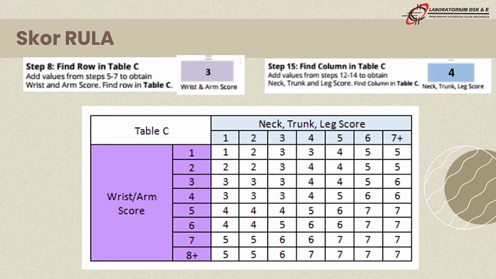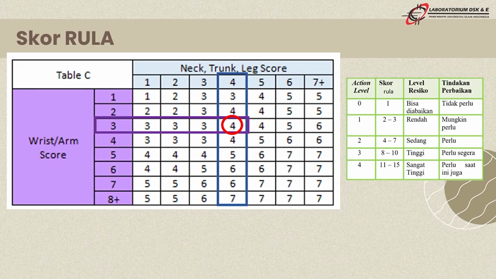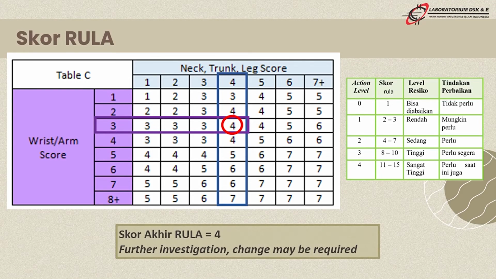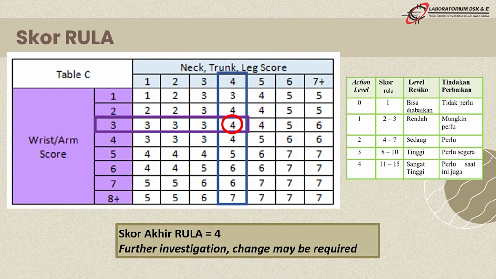After getting the posture scores A and B, then we look for the final score of RULA using table C. After that, the final score will be produced along with the classification. From the classification can be given recommendations for improvement of activity.